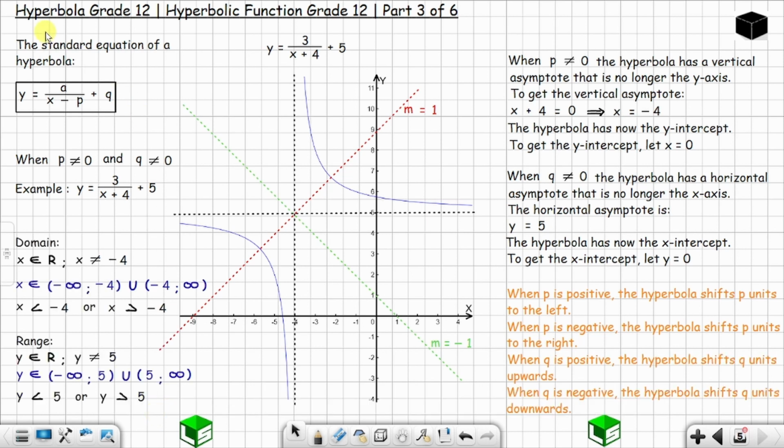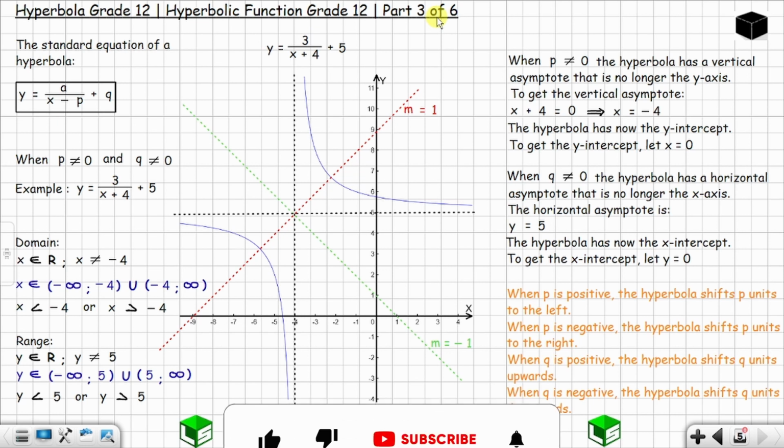Okay, so this is everything I prepared about Hyperbola grade 12 or Hyperbolic function grade 12. Please check for part 4 of 6, which will be on exponential function. For now we are done.